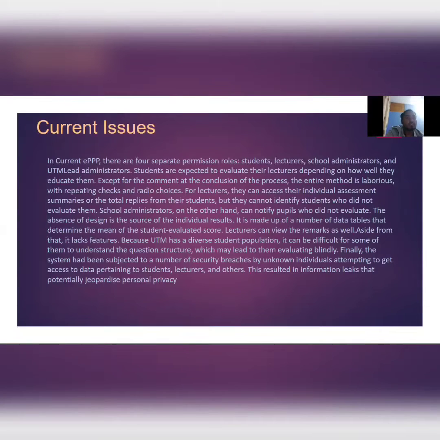Finally, the system had been subjected to a number of security breaches by unknown individuals attempting to get access to data pertaining to students, lecturers, and others. This resulted in information leaks that potentially jeopardize personal privacy.